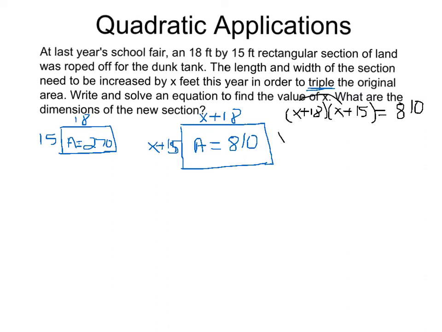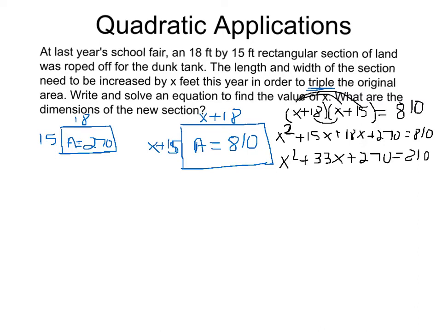So we've got x times x, which is x squared, x times 15, which is 15x, 18 times x, which is 18x, and then 18 times 15, which is 270, and that is equal to 810. So now we need to combine like terms. So we have x squared plus 33x plus 270 equals 810.